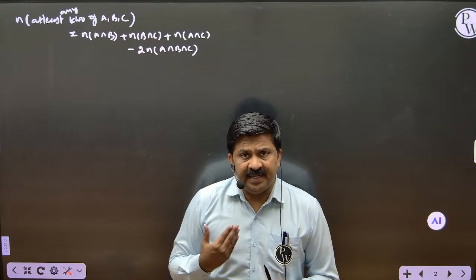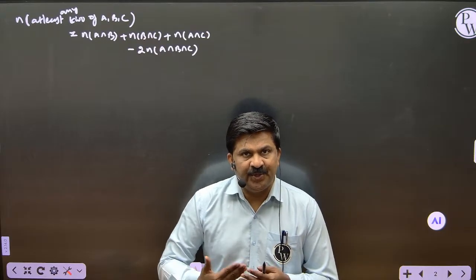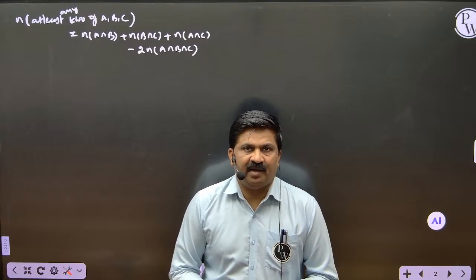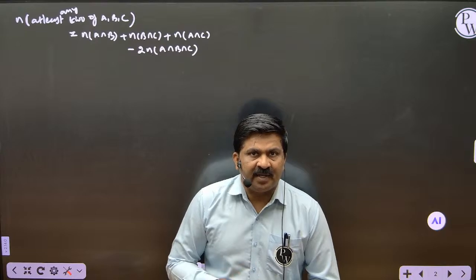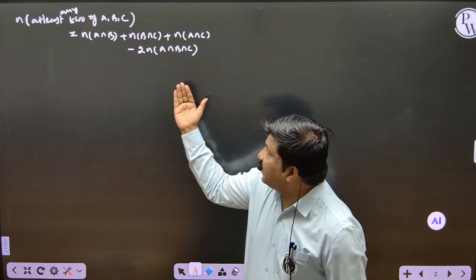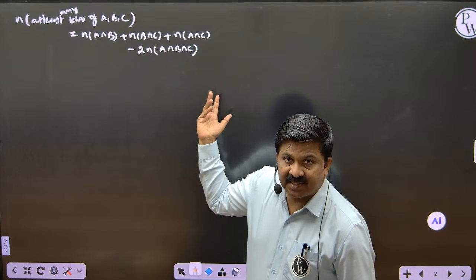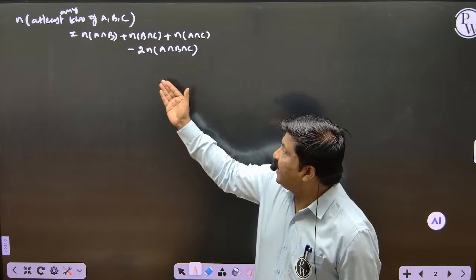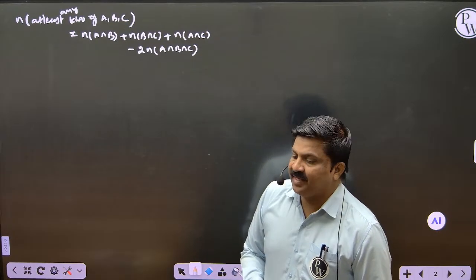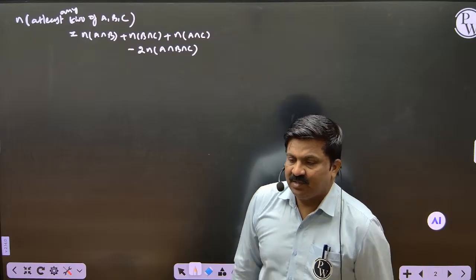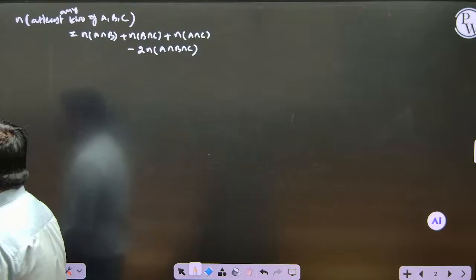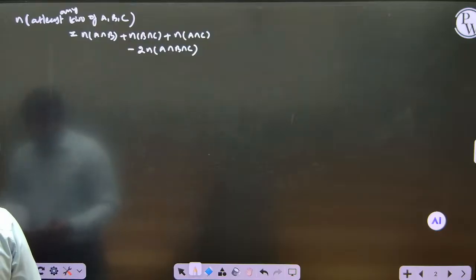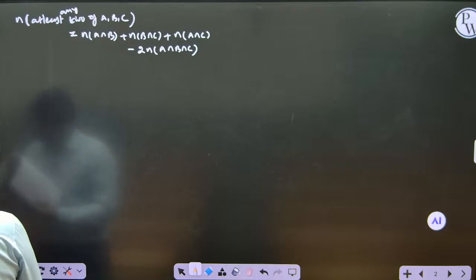But here at least 2 means 2 plus all 3. When I added all 3, then what happened? This minus 3 of n of A intersection B intersection C became a minus 2 of n of A intersection B intersection C. That's it. So this is related to your sets. Now we'll do the problems on this.